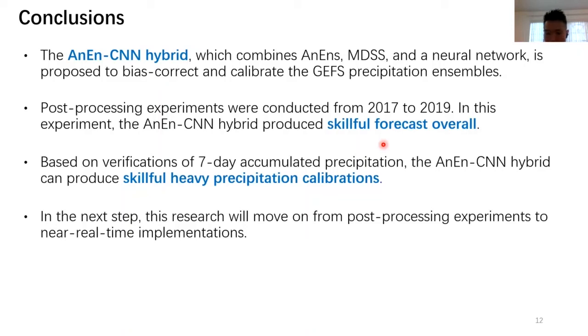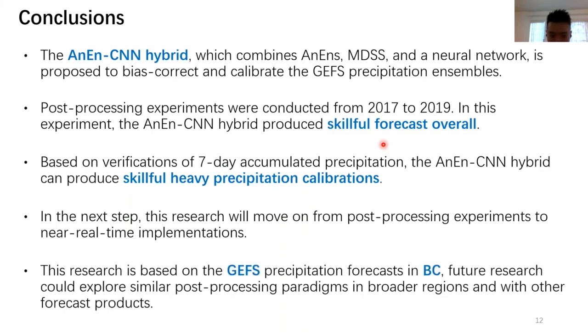Currently, we've taken actions on a research to operation transition. So in the near future, we're looking forward to results from a near real-time system of this research. And finally, a broader vision. So this research is based on GFS and in British Columbia. So future research can consider similar post-processing paradigms in other areas and with other forecast products.